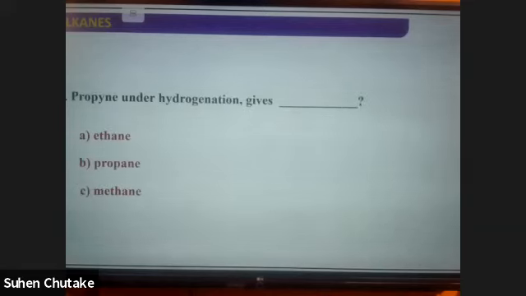Come on, propyne under hydrogenation will give you what? If you hydrogenate propyne. Now, what do you mean by hydrogenation? Hydrogenation meaning addition of hydrogens. If you add hydrogens to propyne, what are you supposed to get? Propane. Yes, you will get propane.